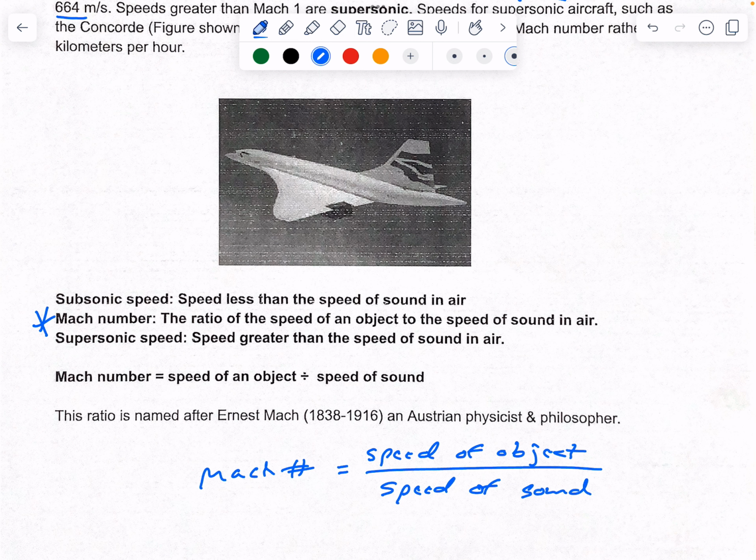Okay, so there's no units for Mach. It's basically a ratio. So if you're traveling at 1.5 Mach, now you don't even have to say Mach, but if I add Mach to it, you know I'm talking about the speed of sound. Mach isn't a unit, it just lets you know that I'm talking about sound. It just means you're going 1.5 times the speed of sound.